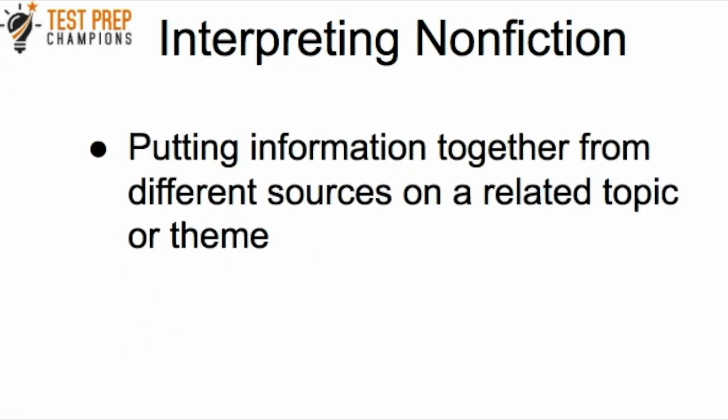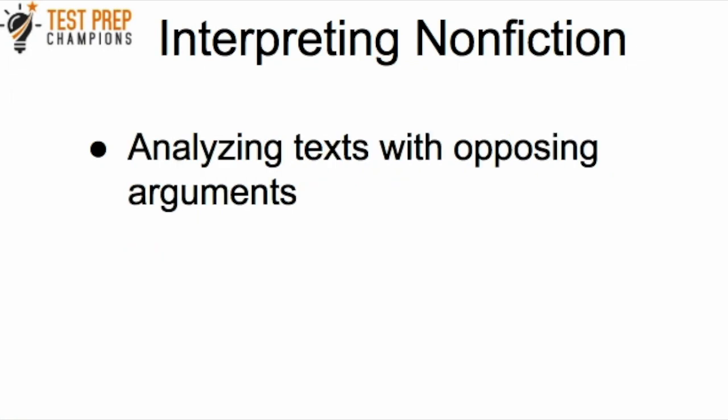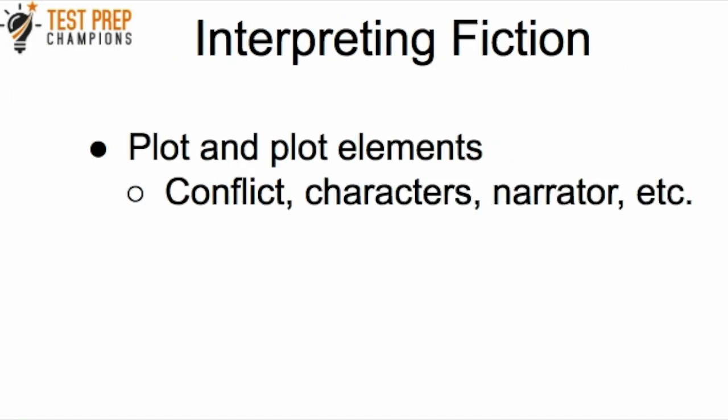Okay, so another skill would be putting information together from different sources. A fairly common example would be you'll have like an email alongside of a news story about the same topic. Along the same lines, you have to be able to analyze text with opposing arguments, right? So one person believes one thing, another person believes another, and you'll have to be able to look at both of their arguments.